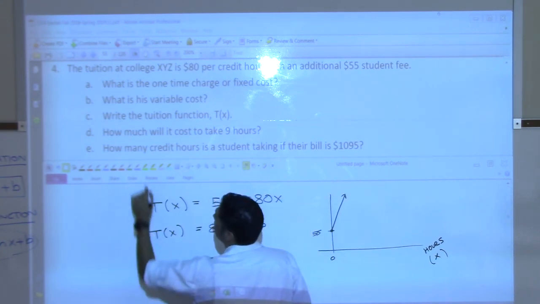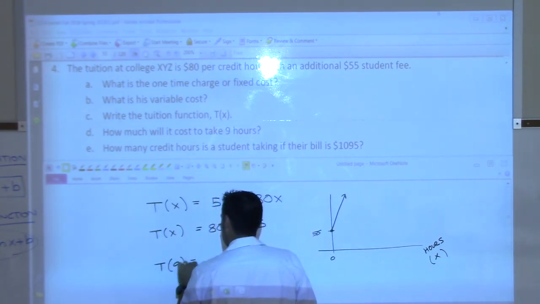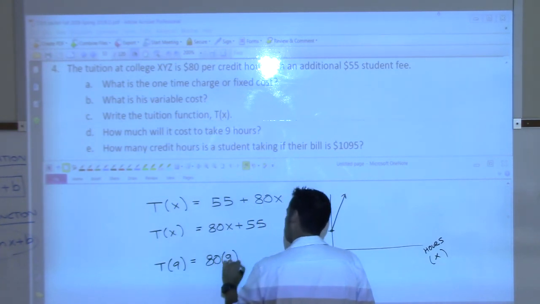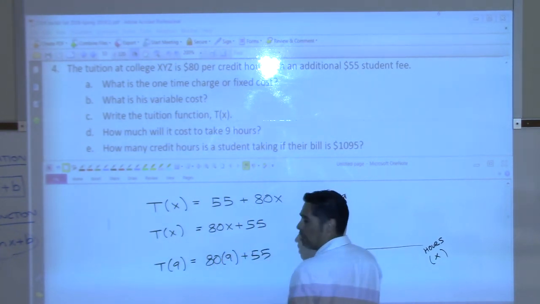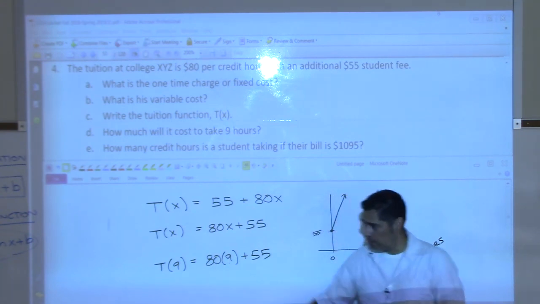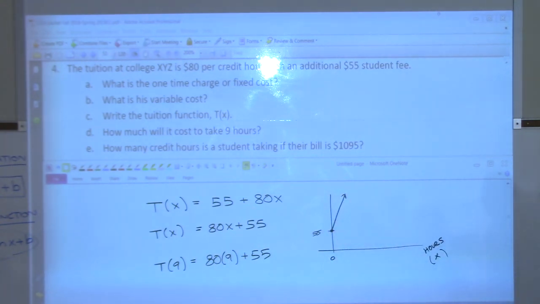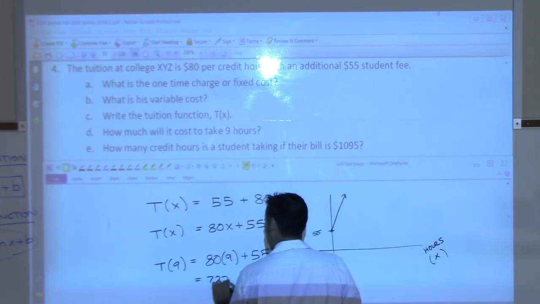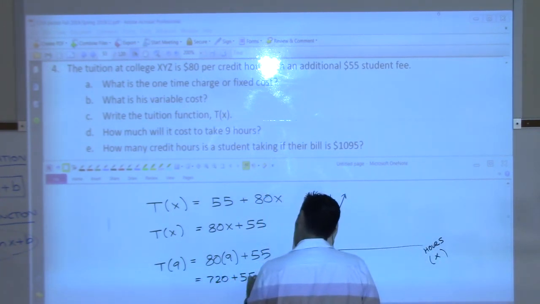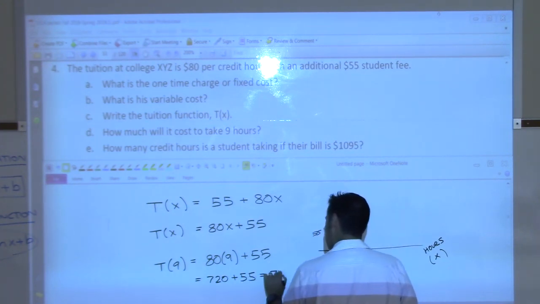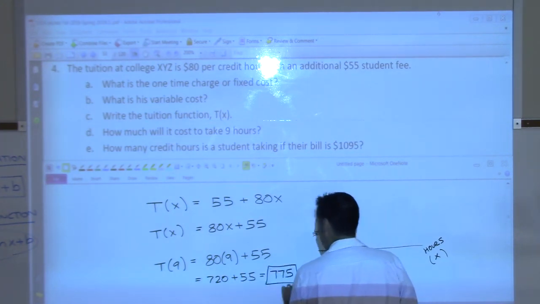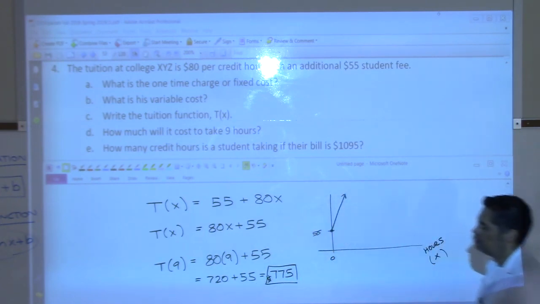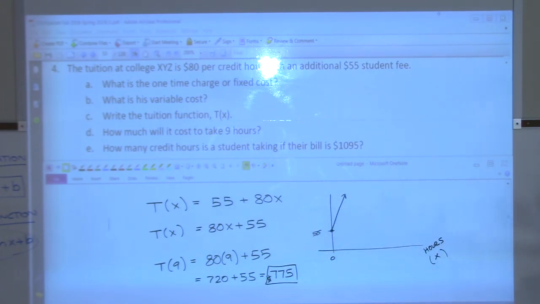So for part D, we want t of 9. So that's 80 times 9 plus 55. Make sure you do order of operations first. It goes multiplication, right? So what's 80 times 9? Should be 720, right? And then plus 55, which is $775. I should put a dollar symbol up there. So for this student, it should cost $775 to take 9 hours.